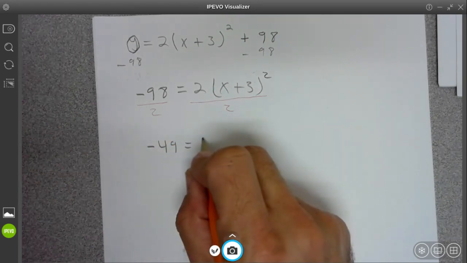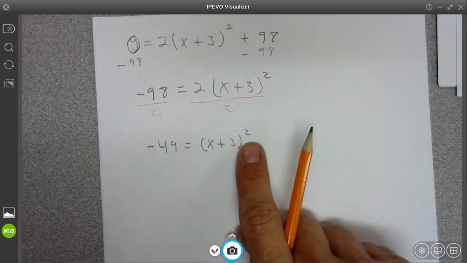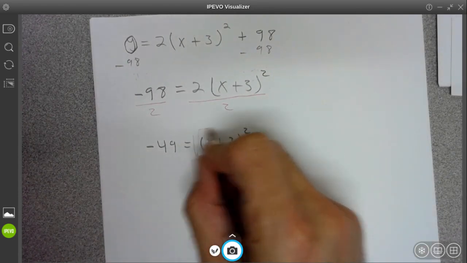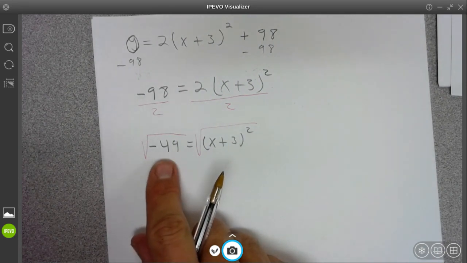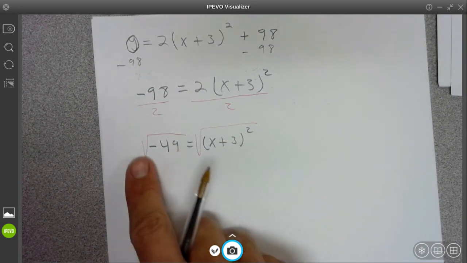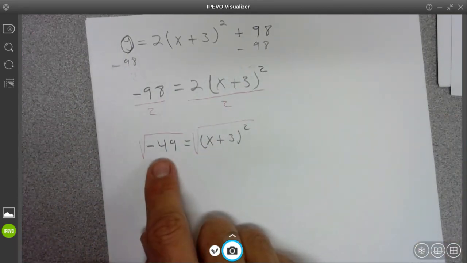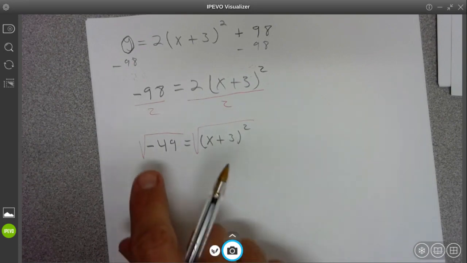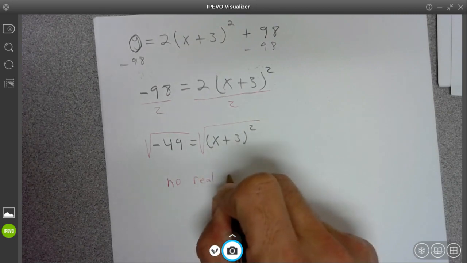And this is where the problem is going to come in. Normally you would square root both sides right here, and that's what we'll do. But when we square root on the left side, this is going to give us a problem. This is going to be imaginary. We'll talk about that later, but you can't take the square root of a negative. So at this point, you would say there's no solutions, or you could say there's no real solutions, because you can't take the square root of a negative. I'm just going to put that there. No real solutions.